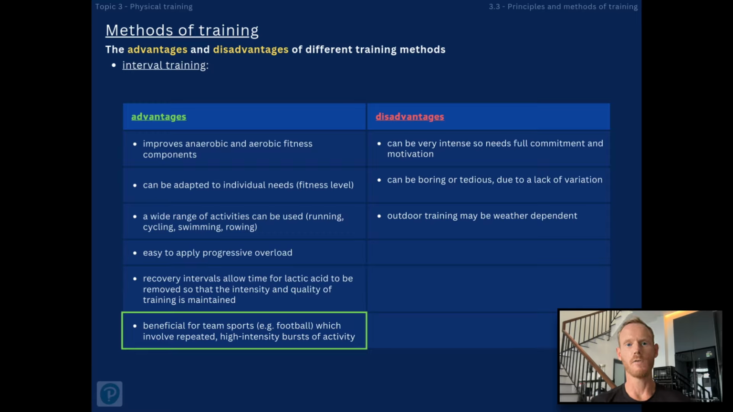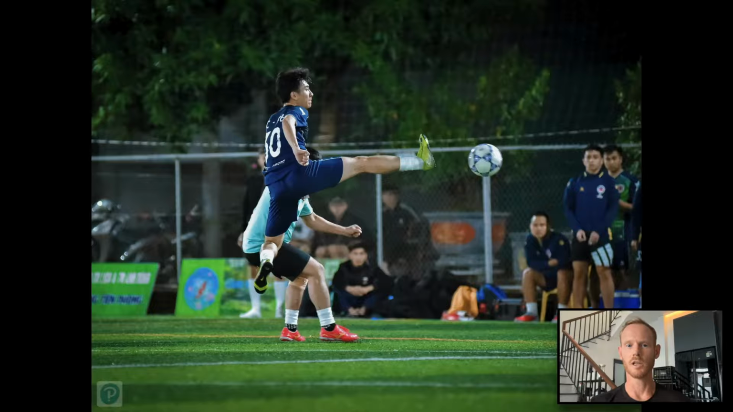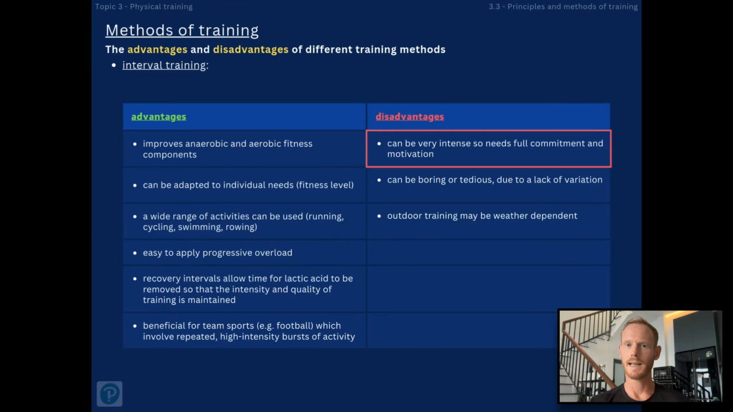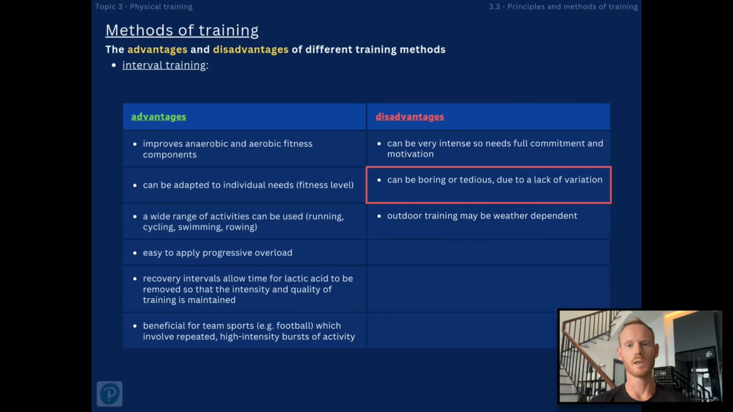Interval training is often used in team sports like football, hockey, and basketball, as intensity varies greatly in these games. A high-intensity burst of activity is often followed by a period of recovery, like jogging back into position or a break in play. However, interval training can be very intense and therefore needs full commitment and motivation, and it can be boring or tedious due to a lack of variation.